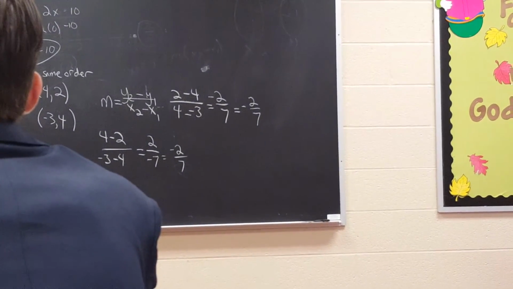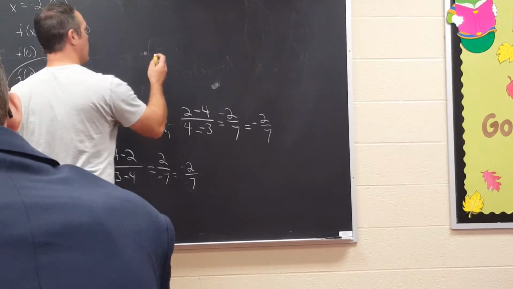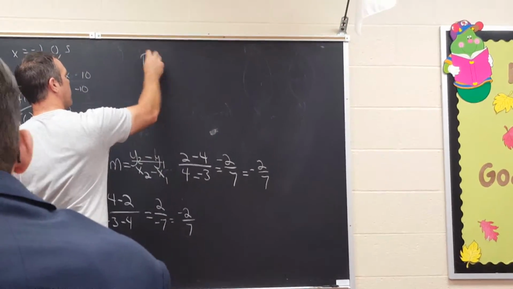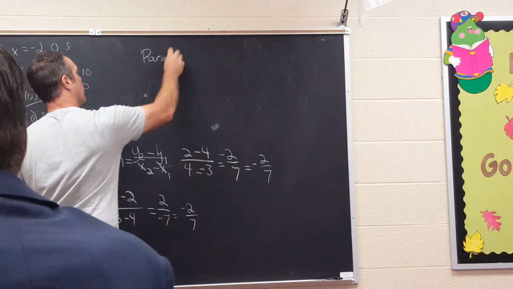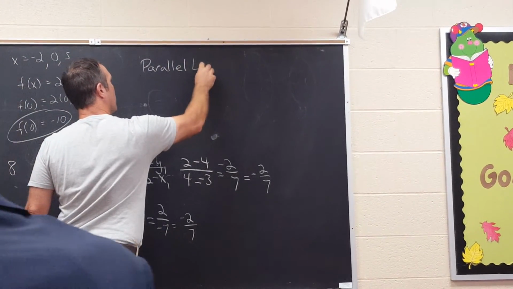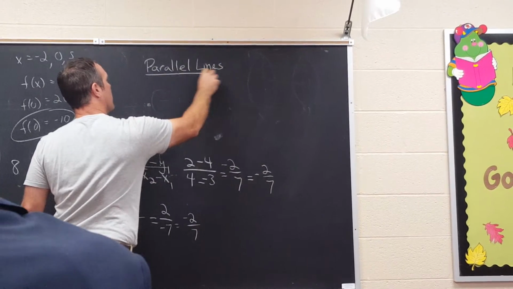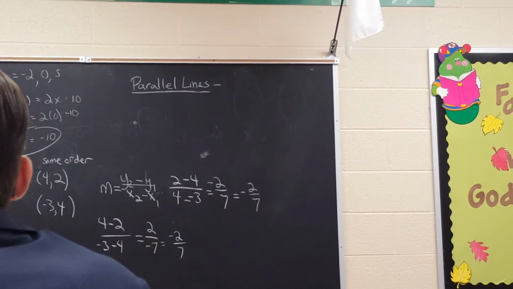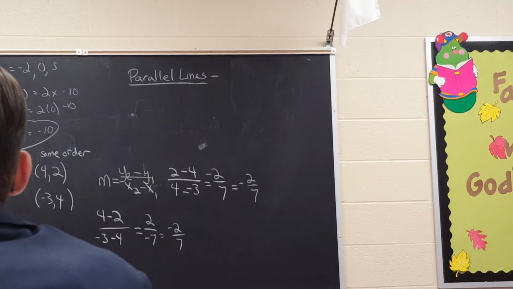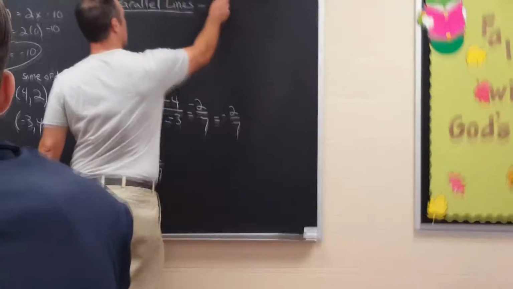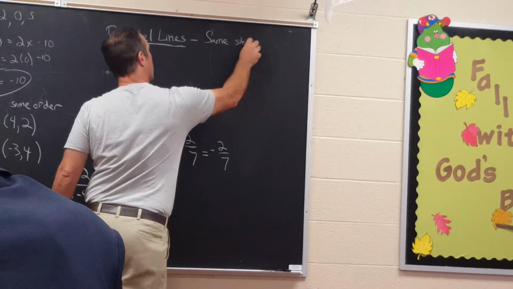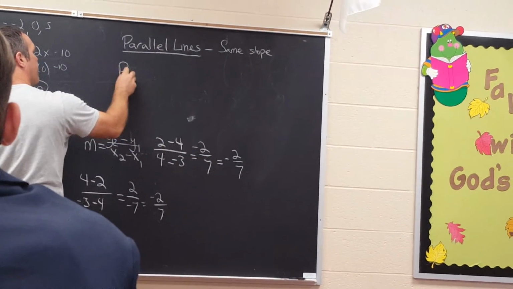All right, then we had relationships between slopes. Okay, if I have parallel lines, what's true about parallel lines and their slopes? They have the same slope. All right, then we have perpendicular lines.